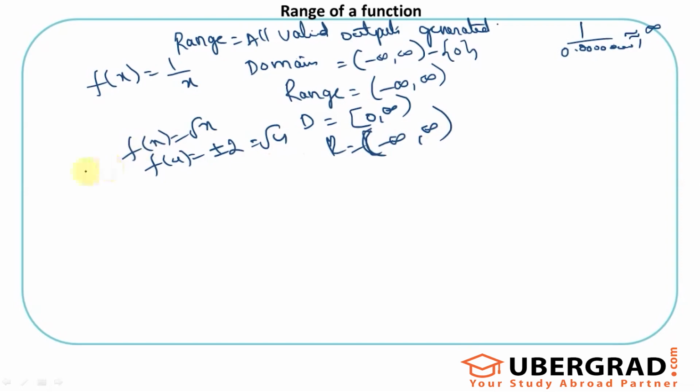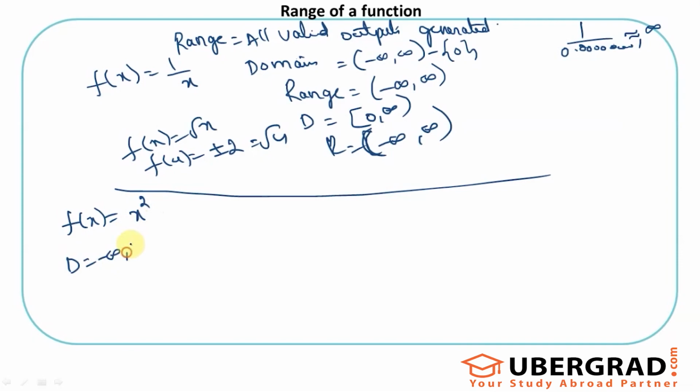So what are the general problem areas for the range? The standard ones we see are these. f of x equals, let's say, x square. Squares, power 4s, etc. Here the domain is everything, no issues with that. Irrespective of whatever I throw, the range will always be only positive, right? Squares will always be positive.